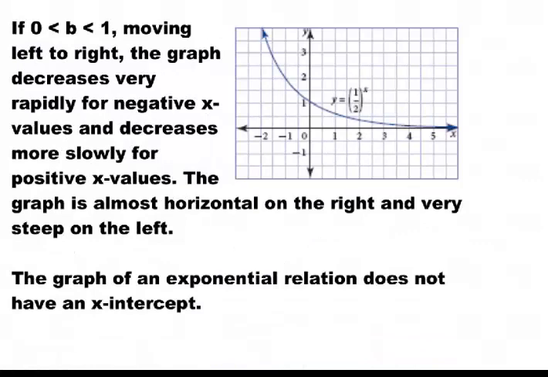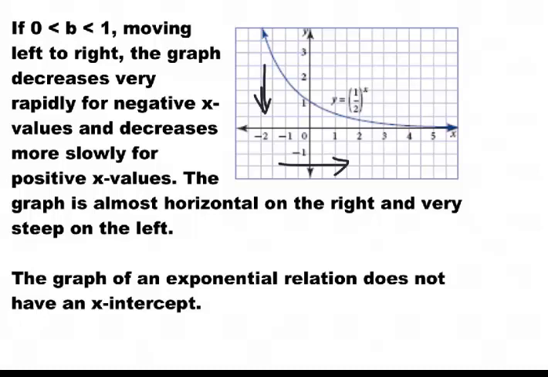Also, it turns out that if b, the base, is between 0 and 1, then as we go from left to right, the y values are decreasing, and this represents an exponential decay. So again, when you see an exponential function, look at the base. If the base is between 0 and 1, then you know that you're dealing with an exponential decay. If the base is greater than 1, you're dealing with an exponential growth.